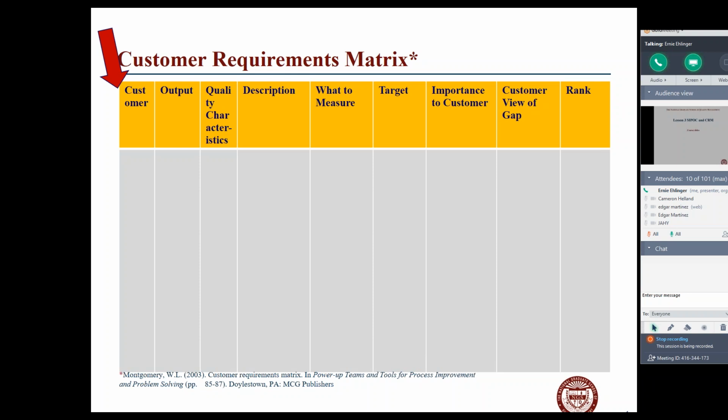And then you say, okay, what do we need to measure for this? What are the important things? I'm not so much concerned now, on your CRM, about the measurements, but about looking at what the targets are.